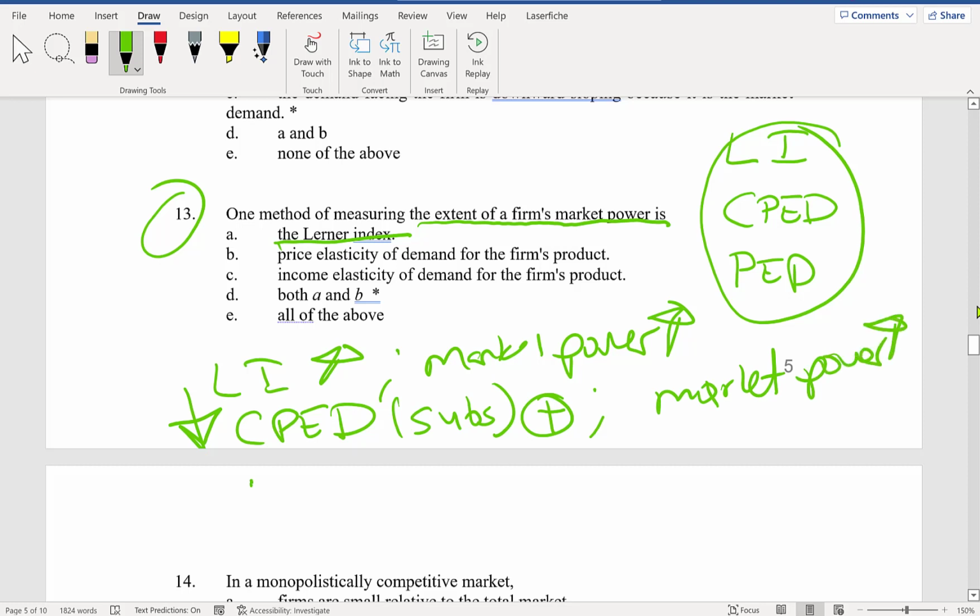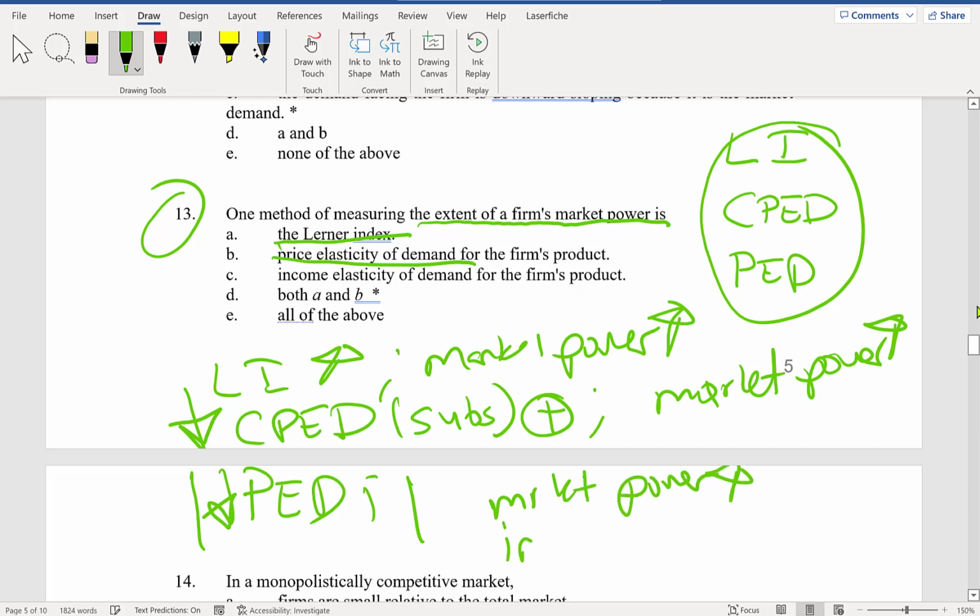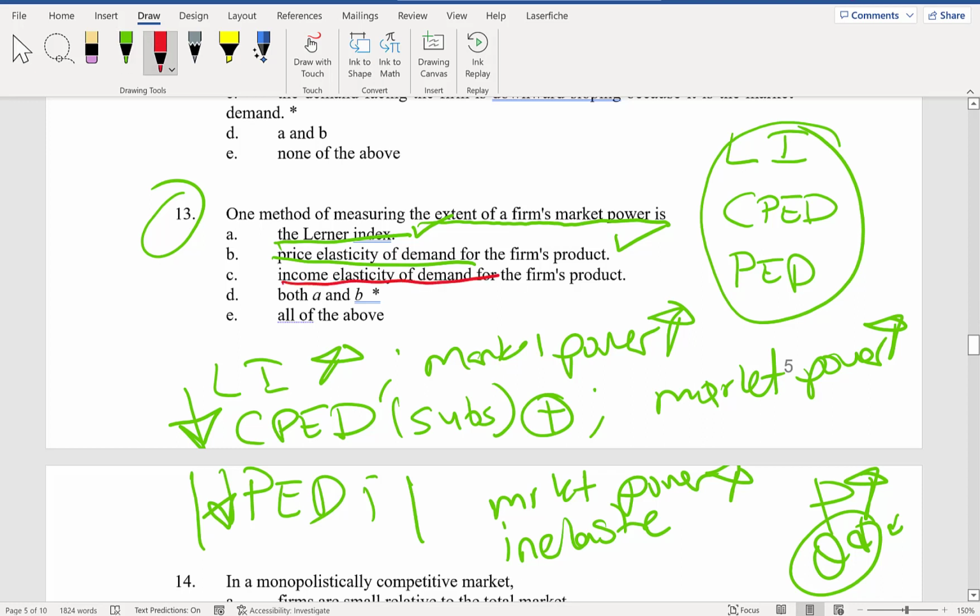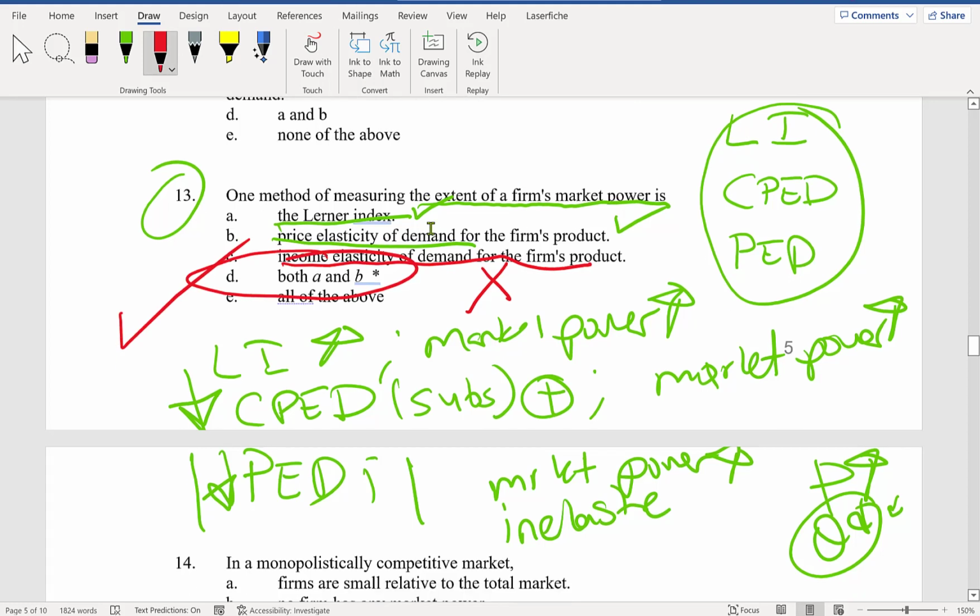And price elasticity of demand, right? You want price elasticity of demand to be smaller in absolute value for market power to be high. Okay, you want it to have inelastic demand. So even if you increase the price of product, you want quantity demanded not to go down too much, just a little bit. Okay, so Lerner index, correct. Price elasticity of demand is correct. Income elasticity of demand is not at all correct. It is all about inferior goods or normal goods. So both A and B are the correct answers.